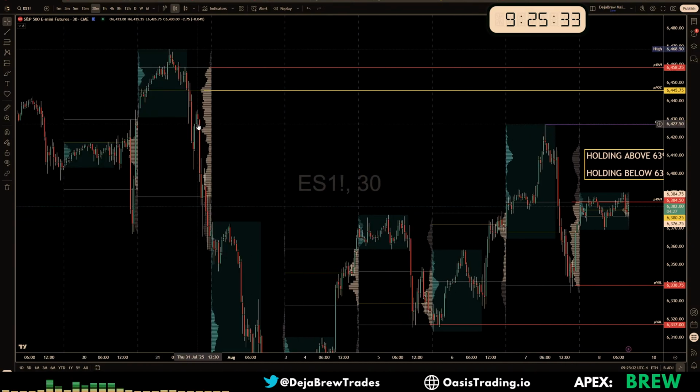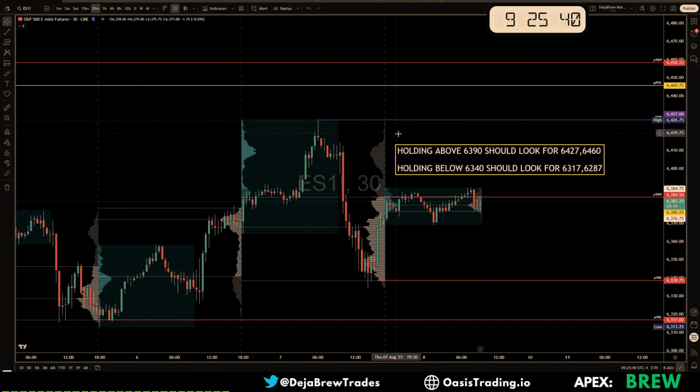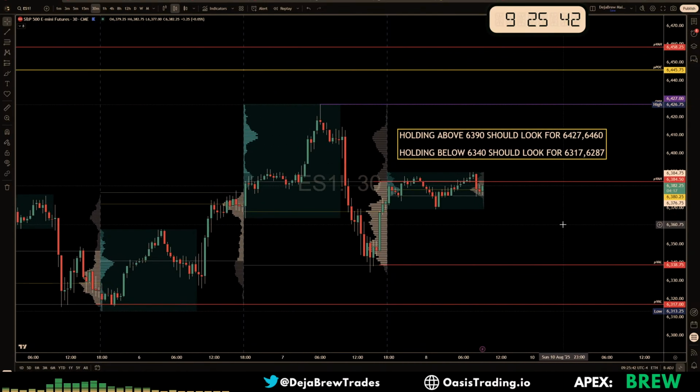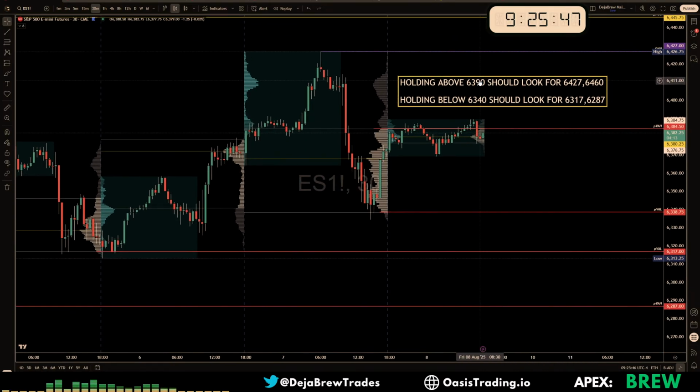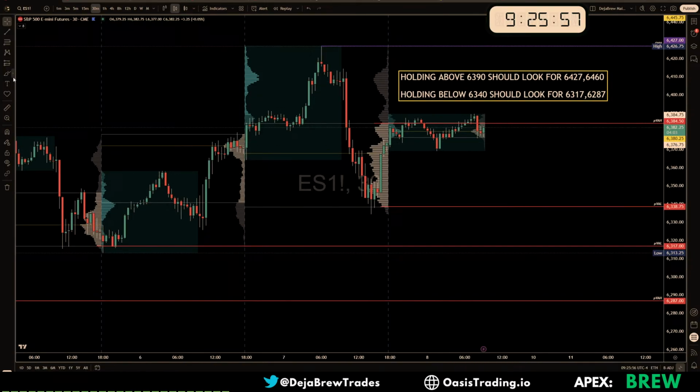It is the value level of Thursday, value high. You could also target 445. That's the POC node of Thursday as well. Holding below 340, we are looking for 317 and 287. And then obviously, if there's ever a big gap between my two levels, it just means there's a rotation there. So holding below 90 could rotate into 40.